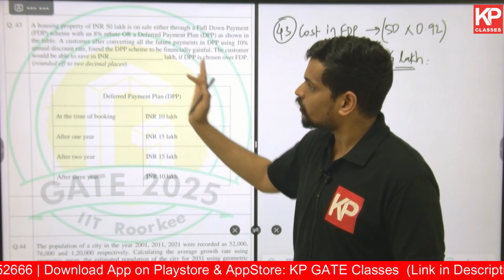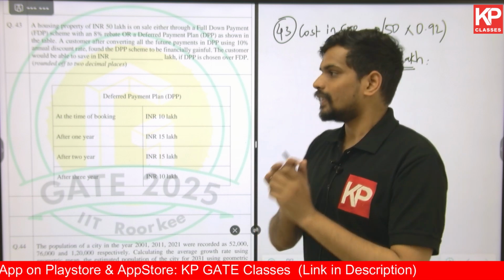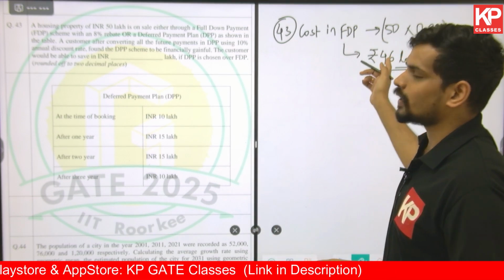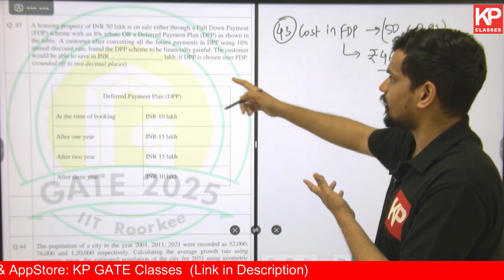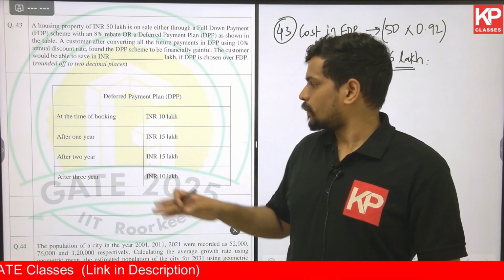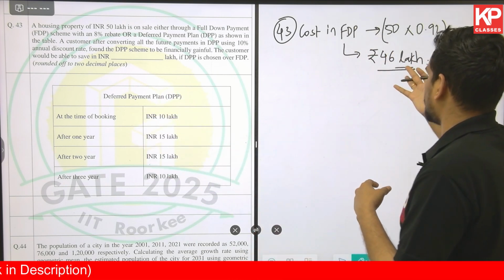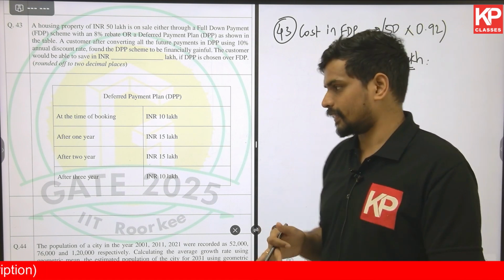All these are future values. You need to discount them into present value terms and find out the net present value. That net present value, you need to see how much is it less or more than this. Actually they are saying DPP is better. So if you find out the net present value of all these cash flows, that will come out to be something less than this. So they're asking how much is that difference.